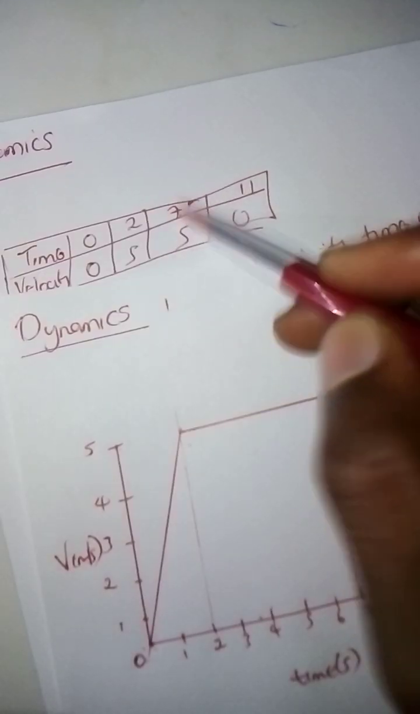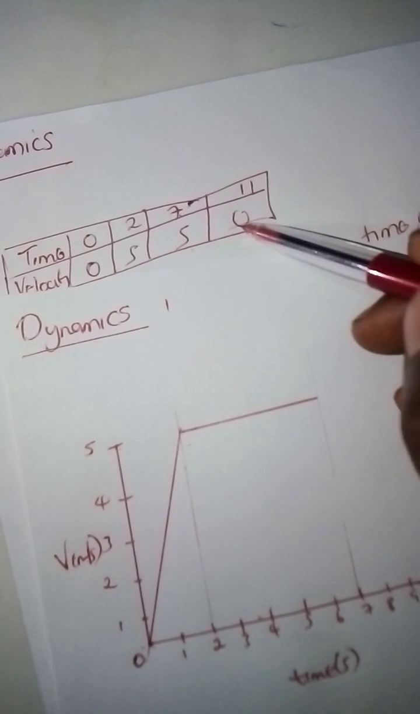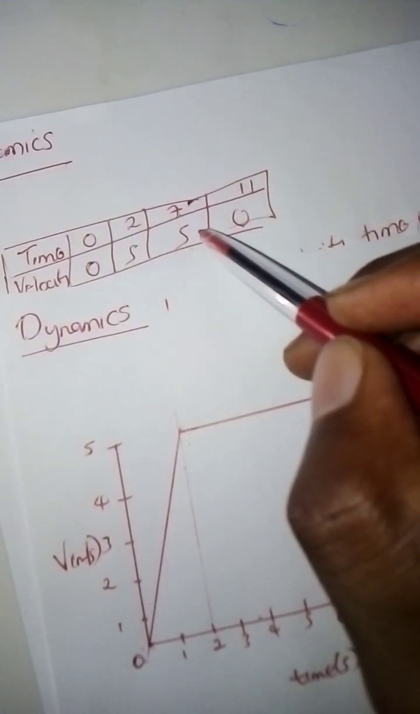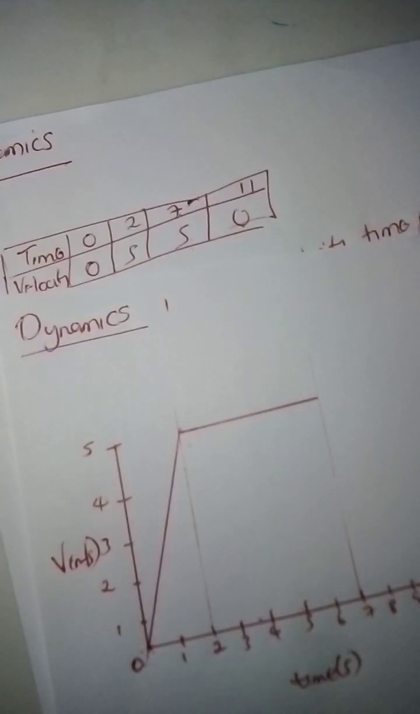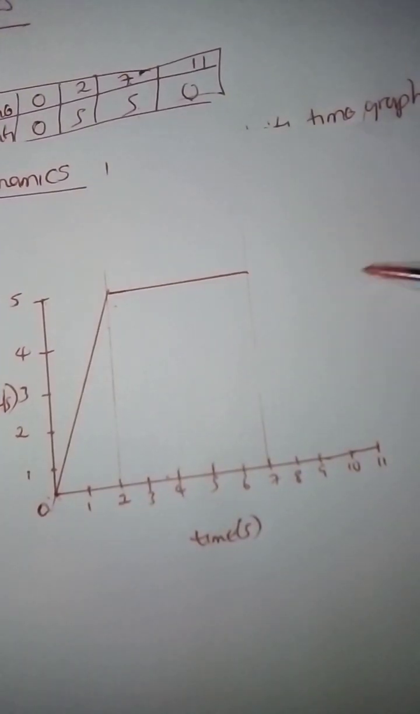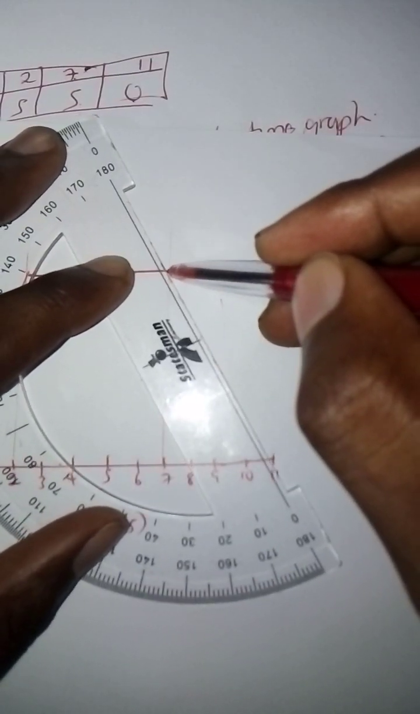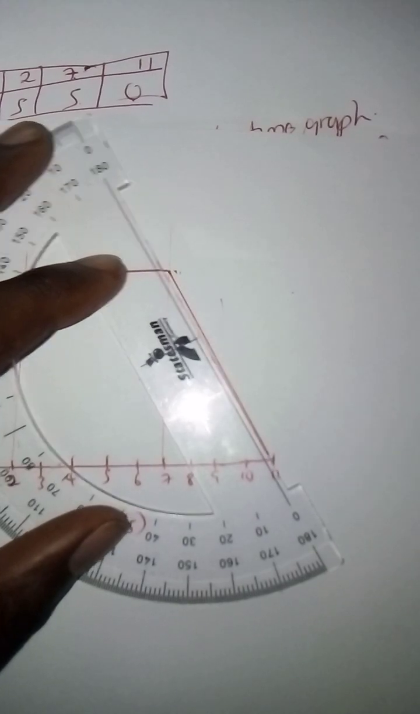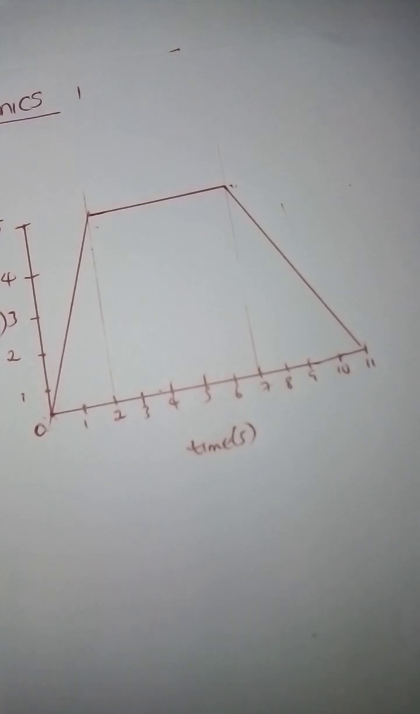So now what's going on after 7 seconds? After 7 seconds, it reached 11 seconds, whereby now the velocity is 0. By looking at this, do you see that the velocity decreased from 5 meters per second to 0? So this means that from this point we have deceleration. The car slowed down until it reached 0 meters per second. So now this is your velocity time graph.